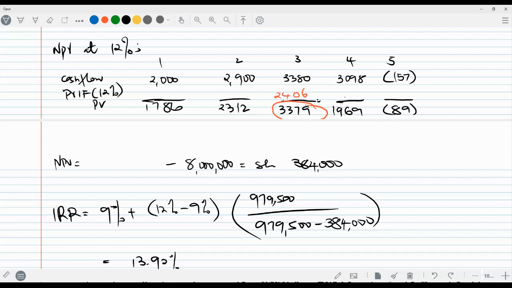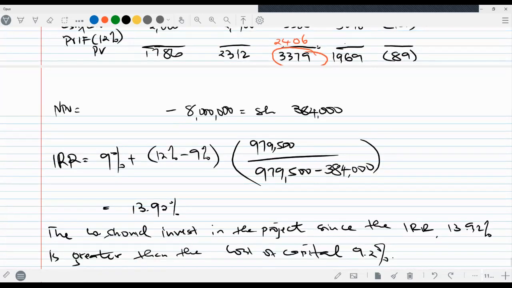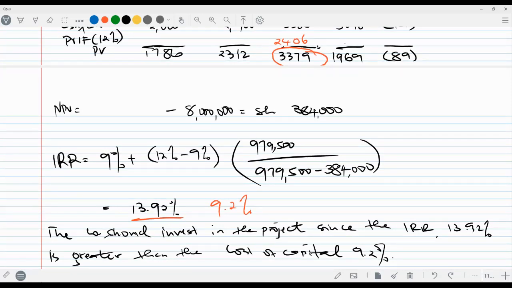That's how we use the IRR method to appraise the project, comparing the cost of capital versus the minimum return you'll be getting from the investment. This is a good investment because the minimum is 13.92% and the cost is 9.2%. In the worst case scenario we are assured; we can afford to pay off the 9.2% because the bare minimum return we'll be getting is at least 13.92%. Therefore the company should accept the project.